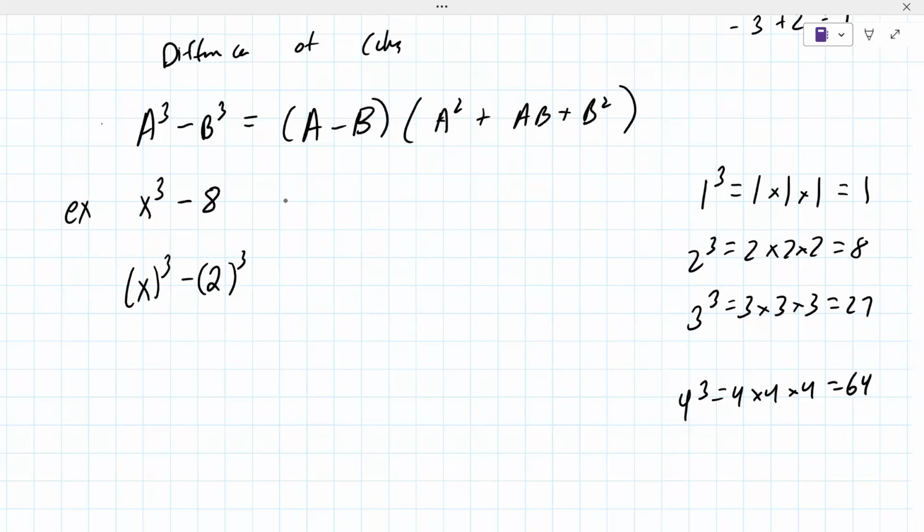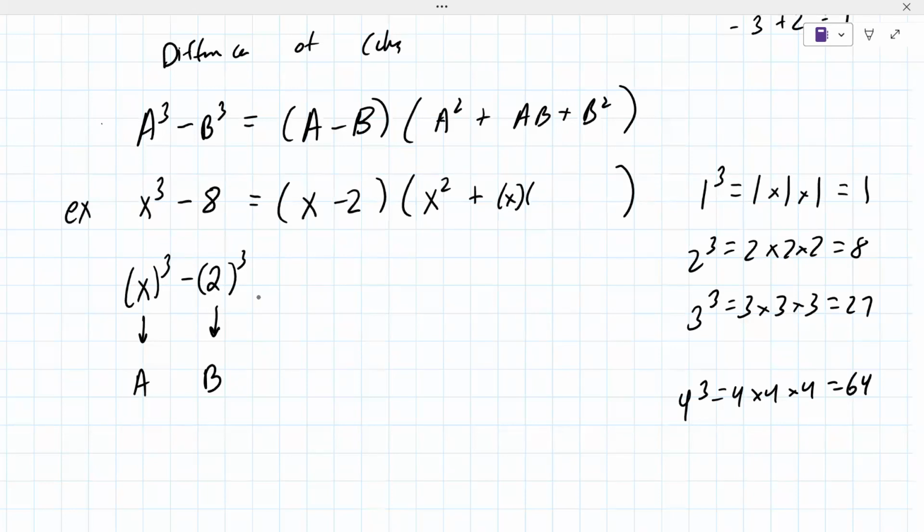Okay, now, the idea here is that the x is really the a and the 2 is really the b. So now you just rewrite it where you put those in instead of a and b. So it would be x minus 2, x squared plus x times 2 plus 2 squared, like that. So this becomes x minus 2, x squared plus 2x plus 4.